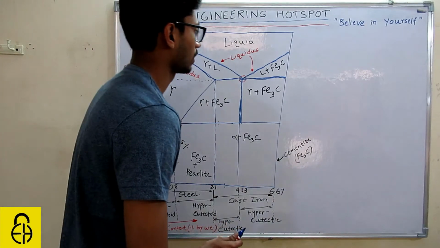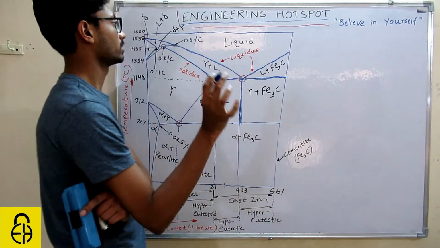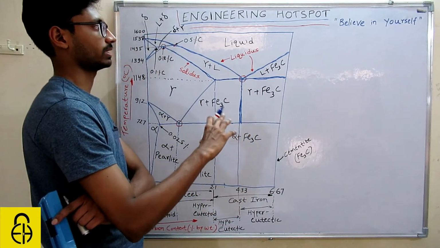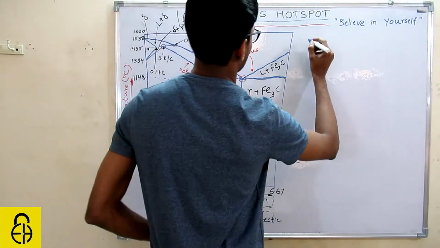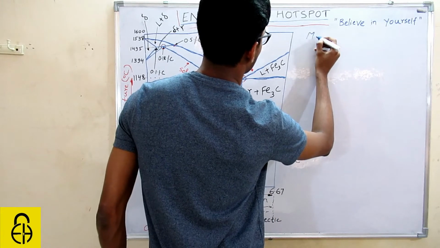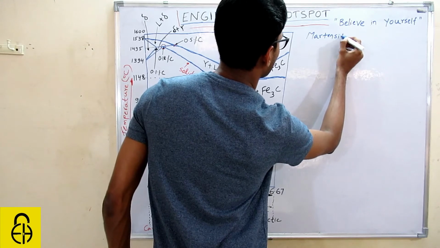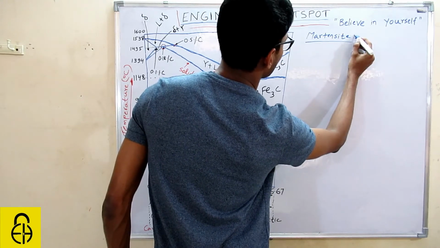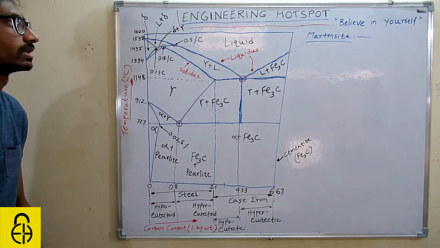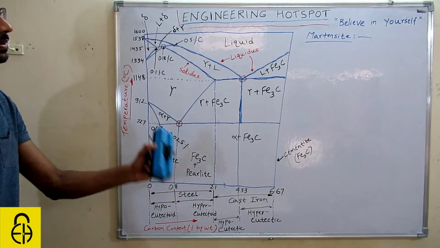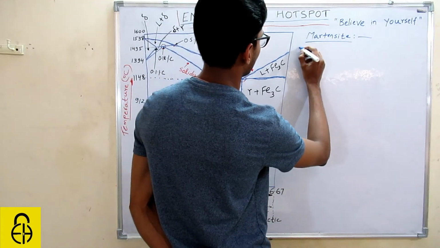Now let us see more, though those things don't appear in the iron carbon diagram. This is just the end of the iron carbon diagram, but still I like to add some more phases that we can see, but they are not equilibrium phases, okay? You will never see martensite in the iron carbon diagram. But still I would like to explain what is martensite.